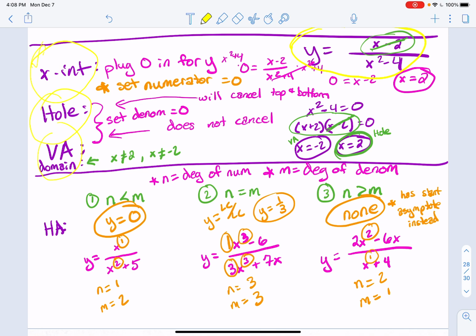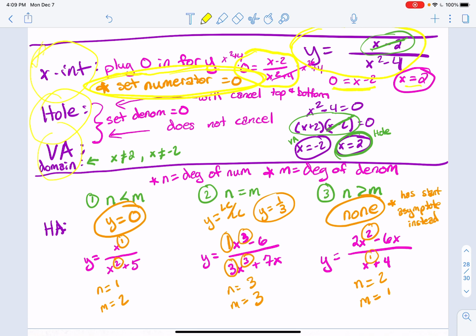For the x-intercepts, I said we plug 0 in for x, or excuse me, plug 0 in for y. When we plug 0 in for y and multiply the x squared plus 4 to the other side, it's really just like setting the numerator equal to 0, which is this part here. So if I set the numerator equal to 0, x equals 2, and that's my x-intercept.